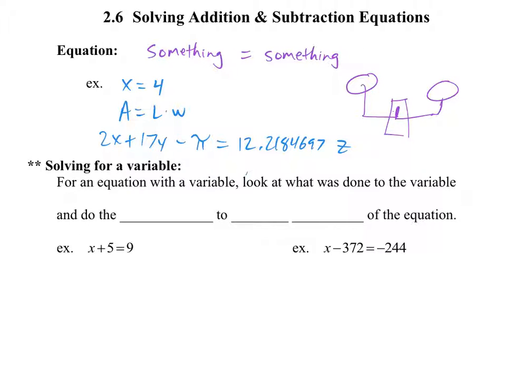Or if you were to do the opposite of that, say you take something away from this side, then that side's going to go up. To make it equal, you'd have to take something off the other side. Perfect. Take something off the other side. And that's really what we're doing in this second part of the notes.